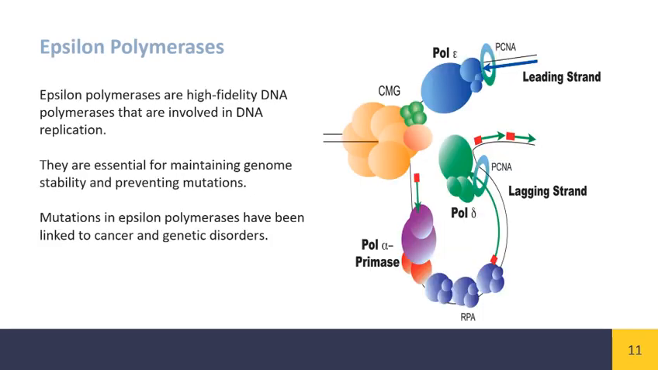The other type of polymerases is the epsilon polymerases. These epsilon polymerases are high fidelity DNA polymerases that are involved in DNA replication. They are essential for maintaining genome stability and preventing mutations. Mutations in epsilon polymerases have been linked to cancer and genetic disorders.